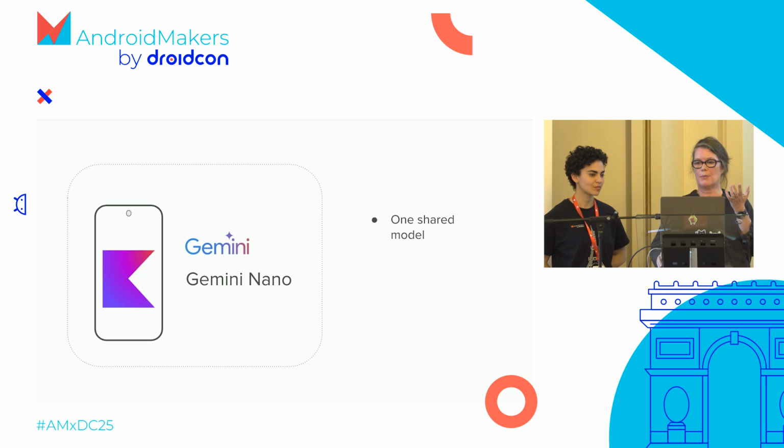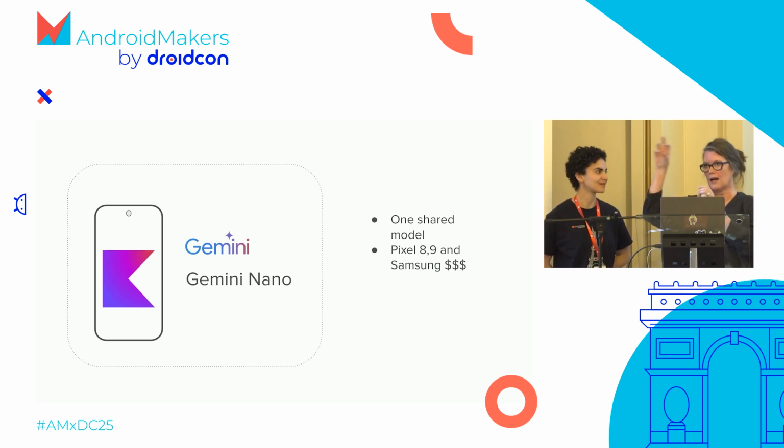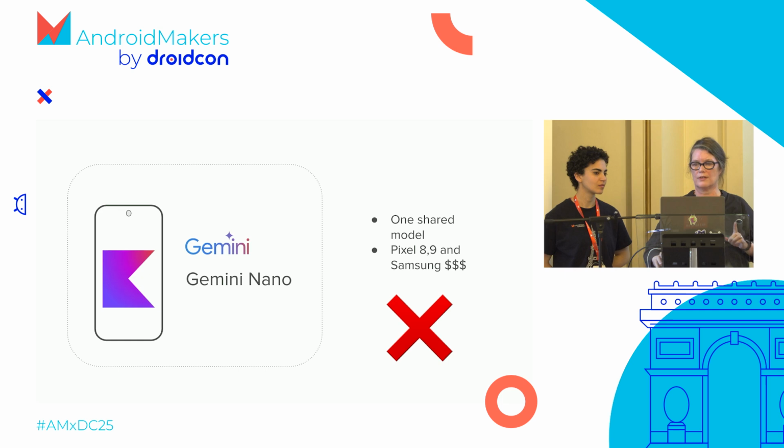But there's a problem. It's one shared model, and it's only available on Pixel 8, 9, Samsung, whatever the version number is. Do you have a phone like that? Okay, so that immediately means you're limiting your users. Only high-end devices can use this. Because of that, and because it was early access, I didn't explore that solution.